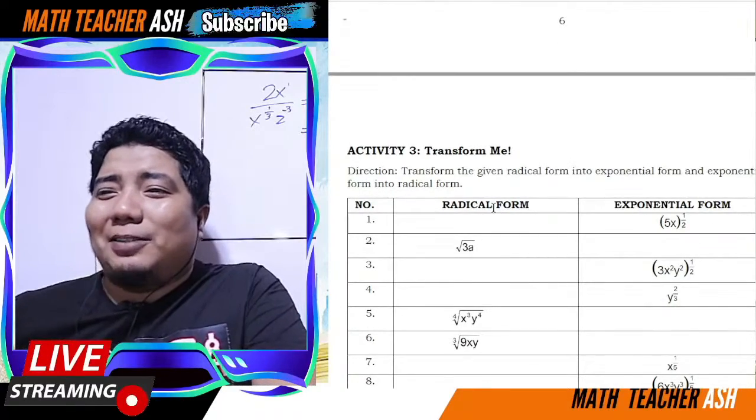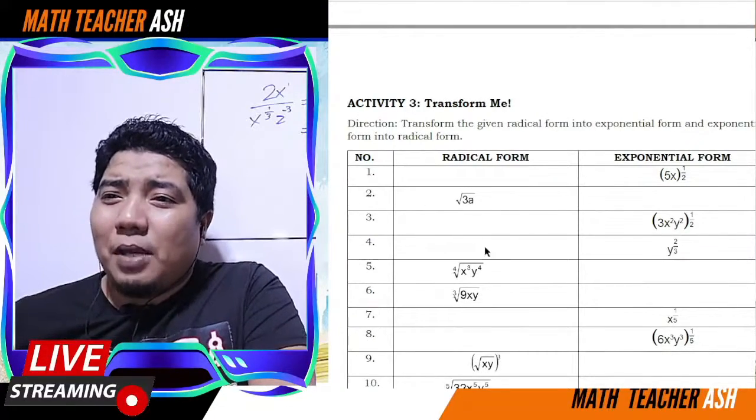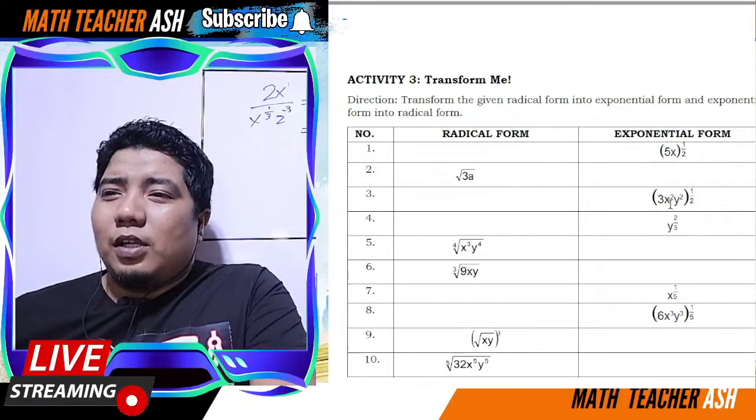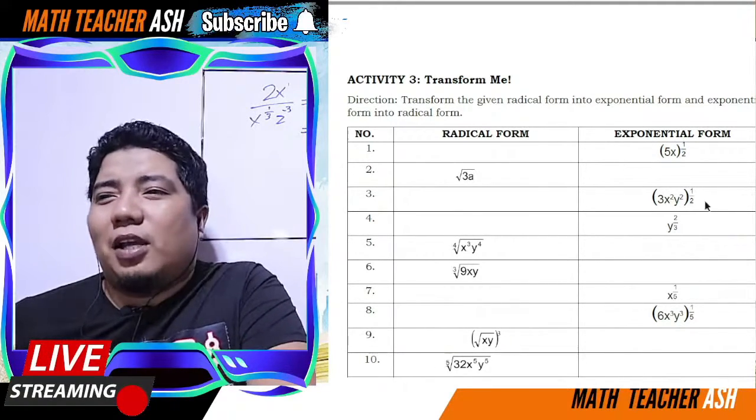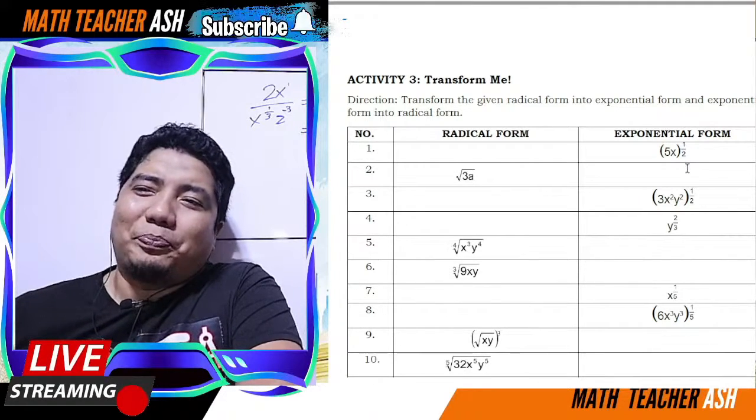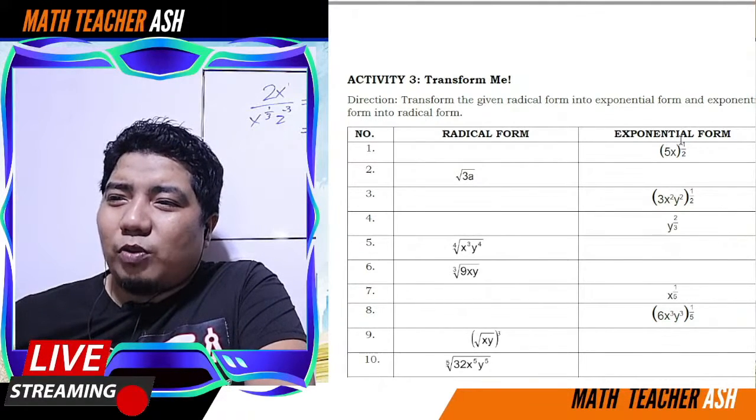All right. Now, we have here, transform me. So, the exponential you will make a radical, and the radical you will make an exponential. Okay, so this is very easy, my dear math learners. We have here 5x to the power of 1/2.